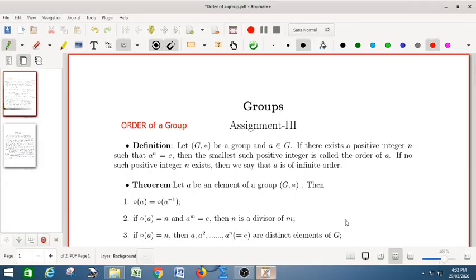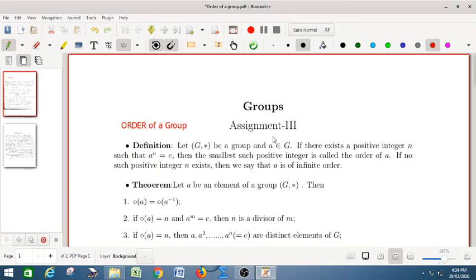Good afternoon, dear students. Today we'll be talking about the order of a group, because previous classes were on groups, different types of groups, and we have done a lot of examples on groups. So let us discuss the order of groups. After that, some assignments on the order of groups, and then we'll move to subgroups. So let us first define the order of a group.